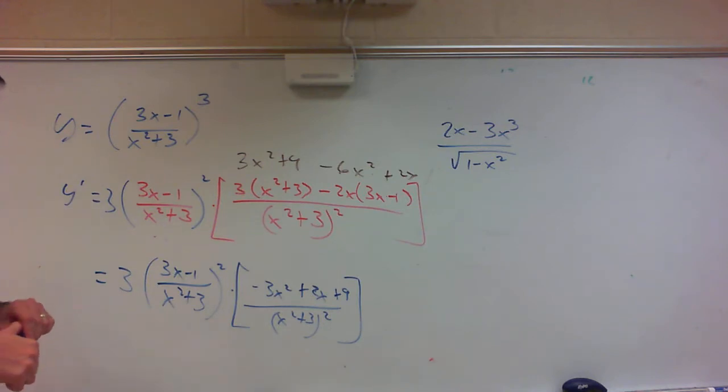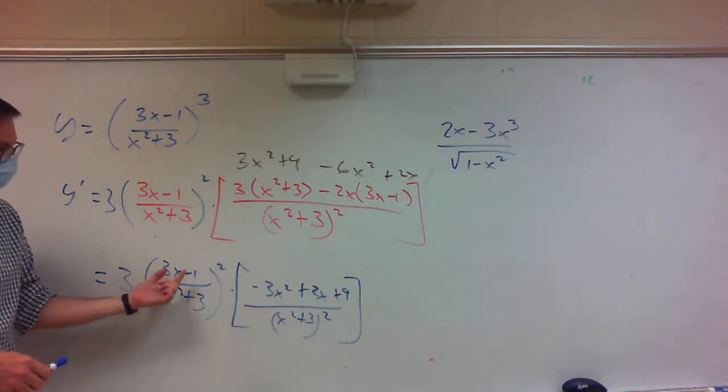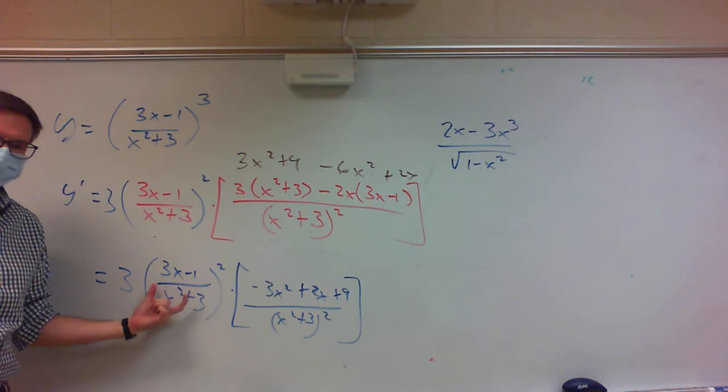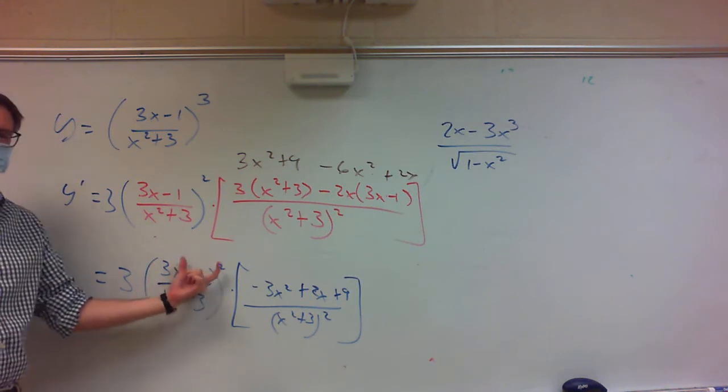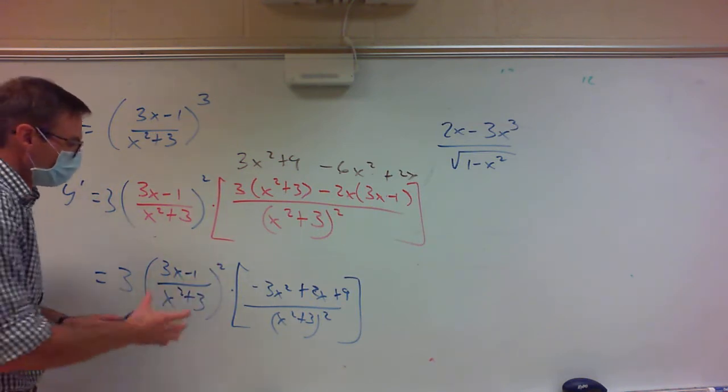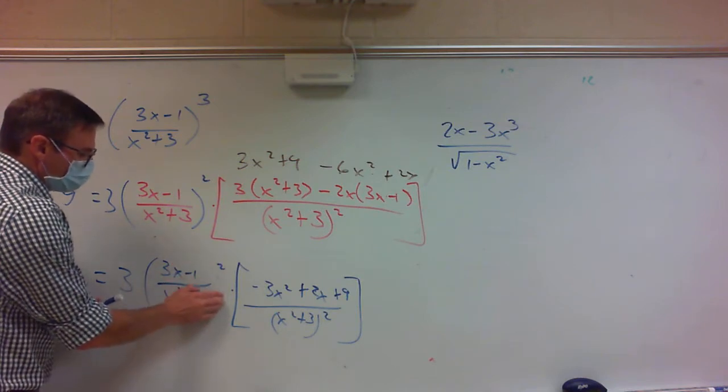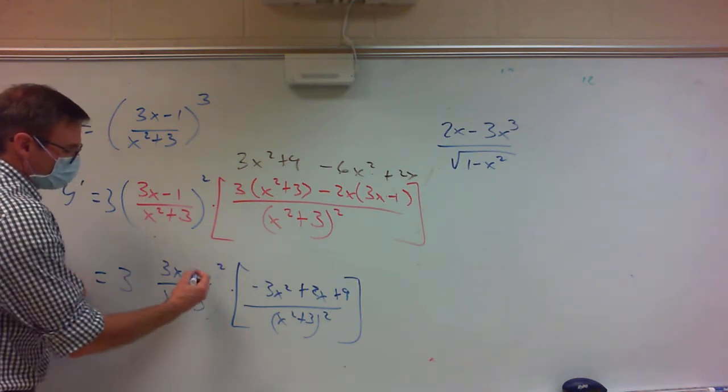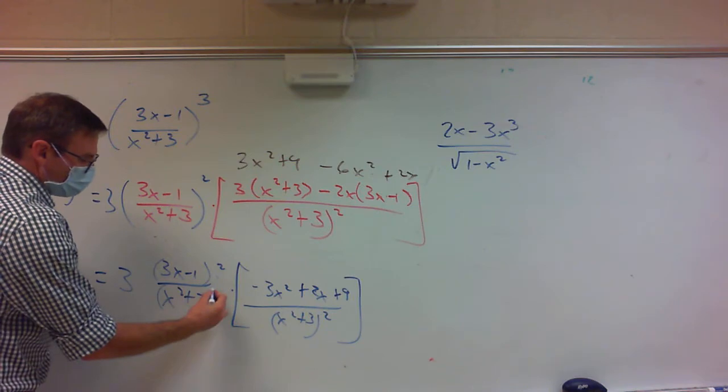And we're not quite done. Of this fraction, see how I have stuff squared? Anytime you have a fraction squared, you can actually break this apart. You can say this is the top part squared and the bottom part squared.